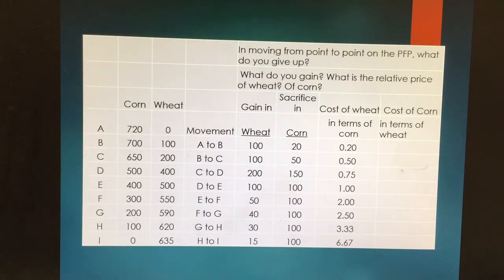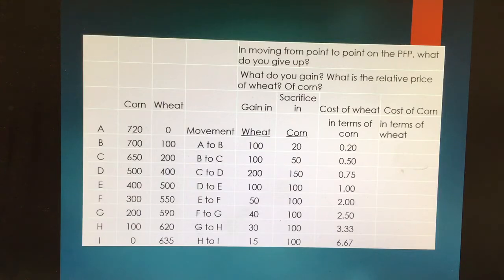Now you can go ahead and calculate those costs of corn in terms of wheat by, for the most part, just reversing the order. Start down at point I, and that's when you're producing all wheat and no corn, and just say, what happens if I give up wheat production and gain corn production, moving from point I to point H? And what you would see there, of course, is you gain 100 bushels of corn, but you give up 15 bushels of wheat. And so the cost of corn in terms of wheat would be 15 divided by 100. It would be a pretty low amount.